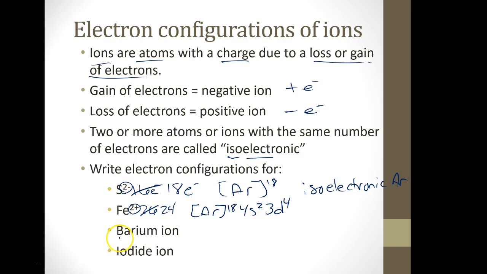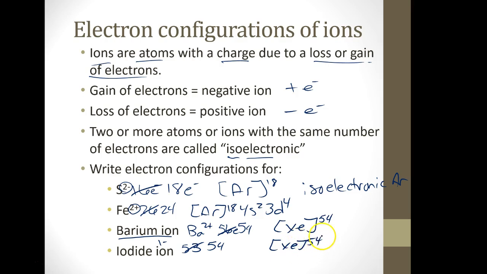Barium ion. Now, I didn't tell you what the charge is, so you better look back at your periodic table and go, all right, barium is positive 2. Normally, it would have 56 electrons, but now it's got 54, and so it's isoelectronic to xenon. And you can just write that. You don't have to do anything else. Iodide ion. Iodine normally has 53, but it gets a negative 1 charge, which means it's up to 54, and it is also isoelectronic to xenon.